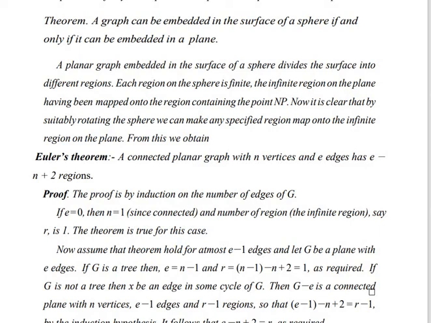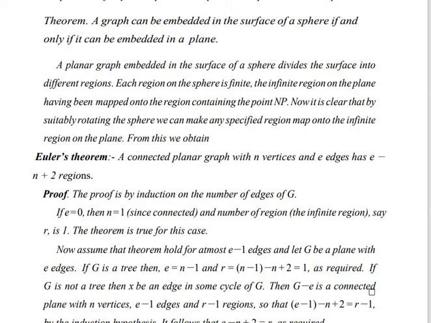From this we actually obtain Euler's theorem. Euler's theorem states that a connected planar graph with n vertices and e edges has e minus n plus 2 regions. Let's see how we can prove it. The proof is by the method of mathematical induction on the number of edges of the graph G. We will start with e equal to 0.